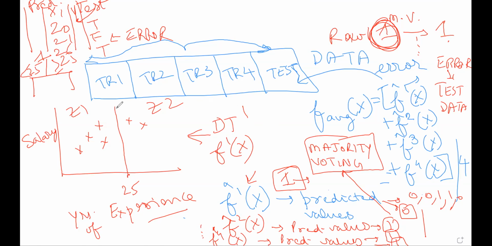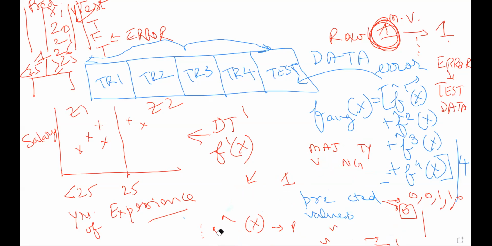Yes. So now, if the value is less than 25, what should be the predicted value? This is a question I'm asking you, and this is what we'll try to answer. I had done the majority voting for the classification case, and now I am doing the regression case, and I'm asking you what should be the value.